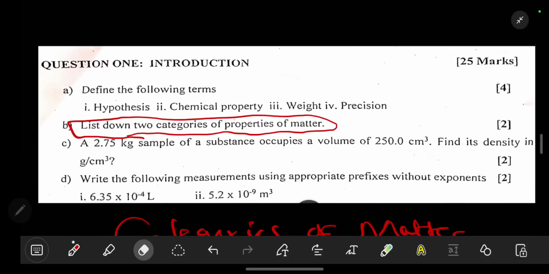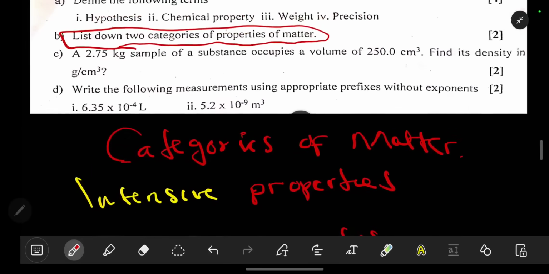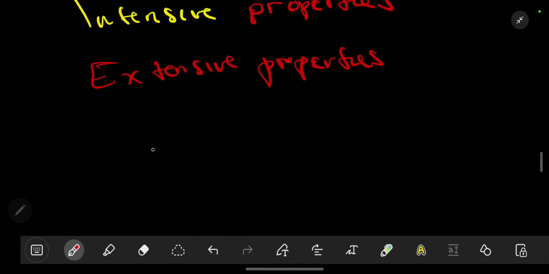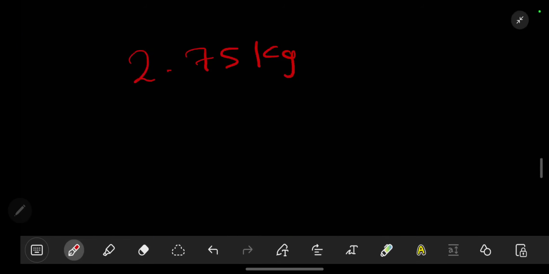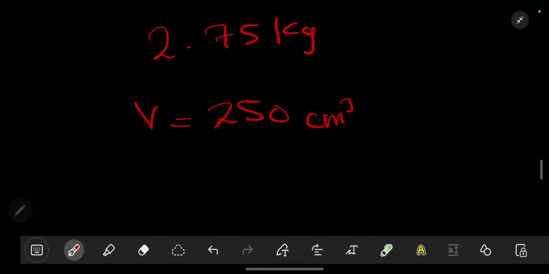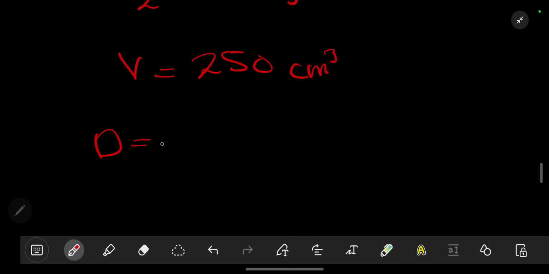It says that a 2.75 kg sample of a substance occupies a volume of 250 cubic centimeters. Find the density in grams per cubic centimeter. So we are looking at the mass, which is 2.75 kg. Then we have the volume, which is 250 cubic centimeters. If that is what we have, we are going to say density is equal to mass over our volume.